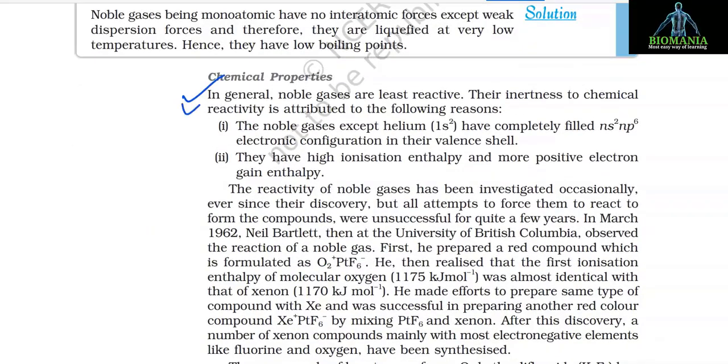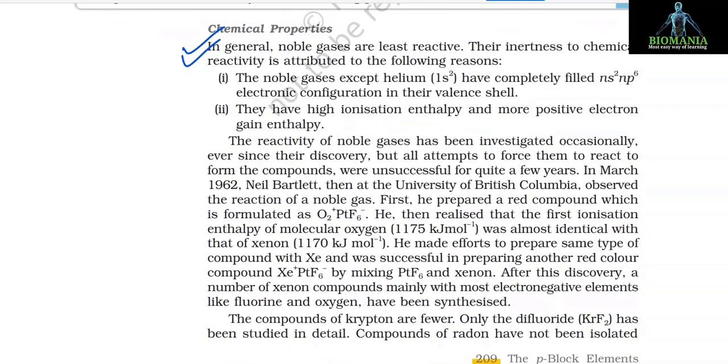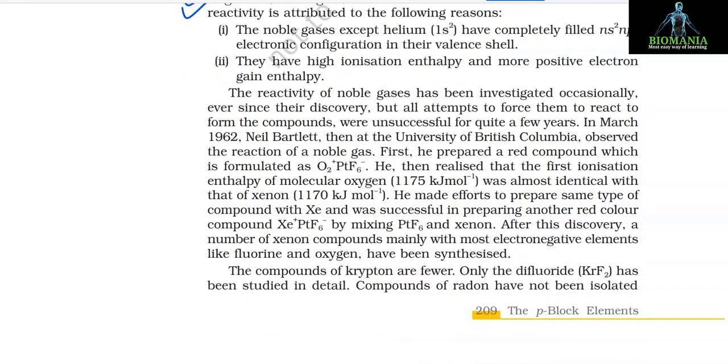Chemical properties. In general, noble gases are least reactive. Their inertness to chemical reactivity is attributed to the following reasons. Number 1. The noble gases except helium (1s2) have completely filled ns2np6 electronic configuration in their valence shell. Number 2. They have high ionization enthalpy and more positive electron gain enthalpy.